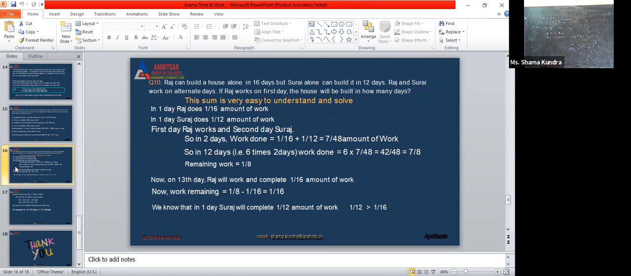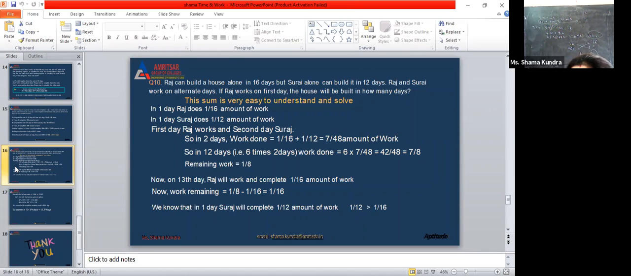Now the 14th day starts. Who will come to work? Suraj. How much does Suraj complete in one day? 1 by 12. But we already know 1 by 12 is greater than 1 by 16. It is like, say, in one day I make 100 toys and they ask me, in how much time will you complete 60 toys? The amount of time needed would be less than one day. If Suraj is doing 1 by 12 amount of work in one day, then 1 by 16, which is less than 1 by 12, in how much time will he complete?